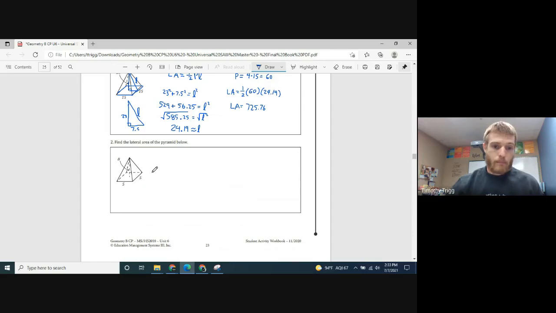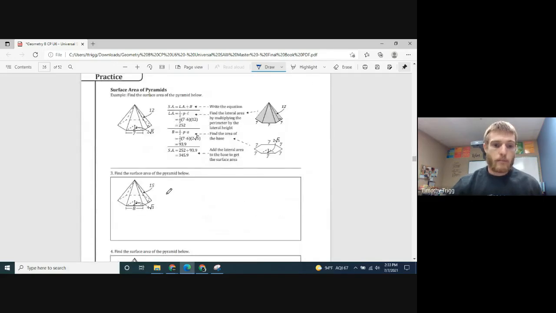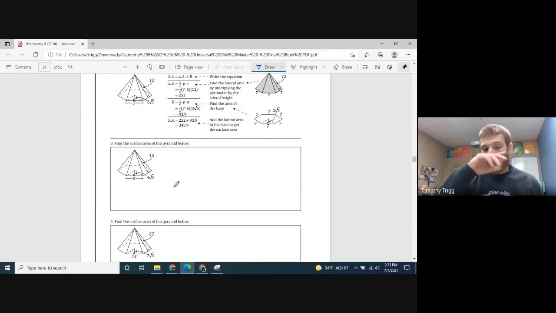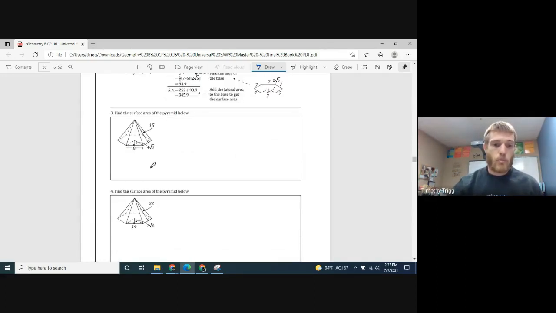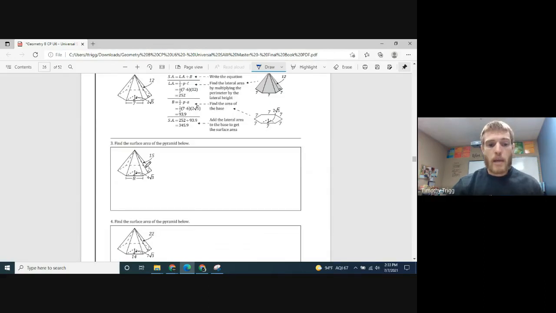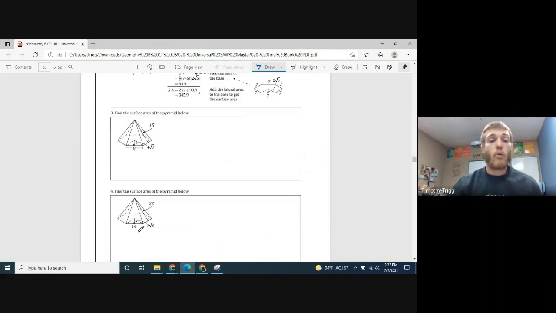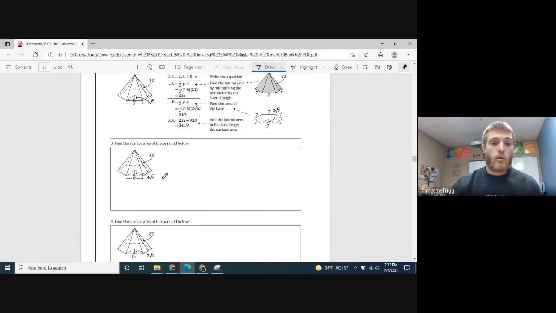Okay, let's go down to here. So now we want to find the surface area of these pyramids below. Here I'm going to do number 3, and I'm going to expect you to do number 4 on your own. For these ones, you want to know the lateral area plus the base area. The lateral area plus the base area gives us our surface area. So this is basically what we're going to be doing.